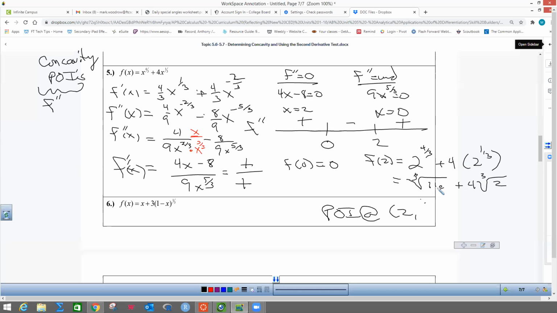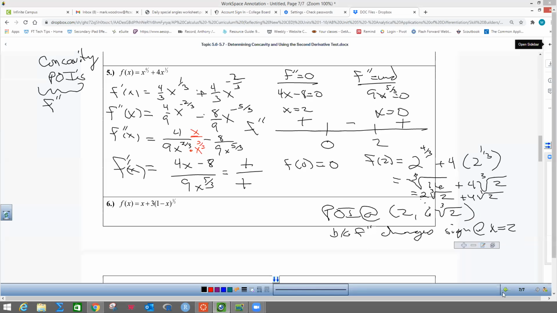So there is a POI at 2, and then this number, I could also take a 2 out of here because there are three 2's in there. Well, let's go ahead, because that simplifies nicely, doesn't it? So that goes to 2 times the cube root of 2 plus 4 times the cube root of 2. So this is 6 times the cube root of 2 if you simplify that. So I have a POI there, and that is because f double prime changes sign at x equals 2.